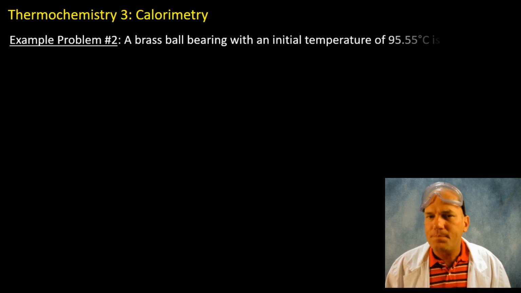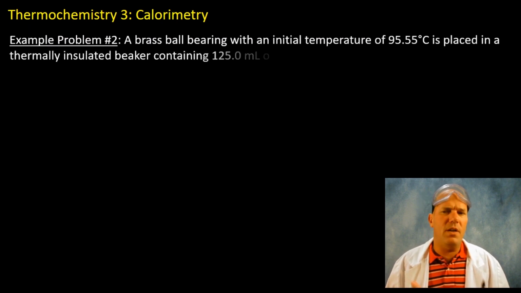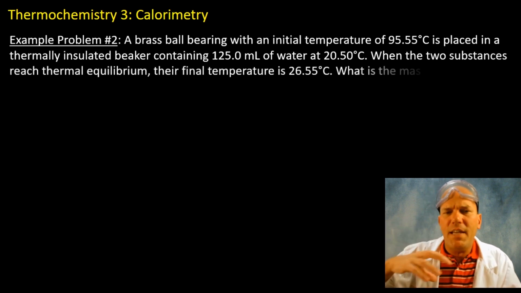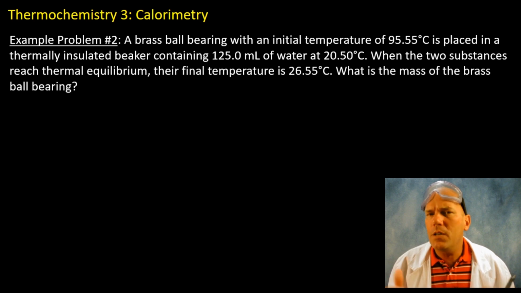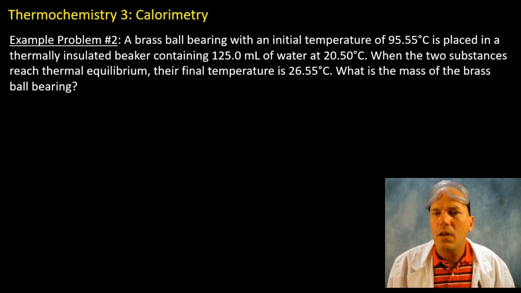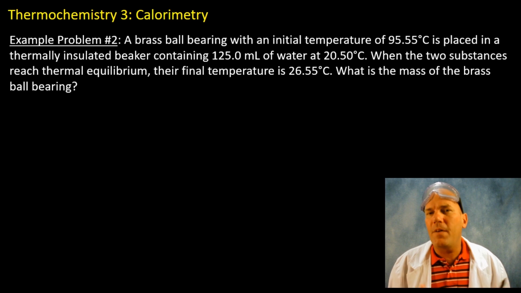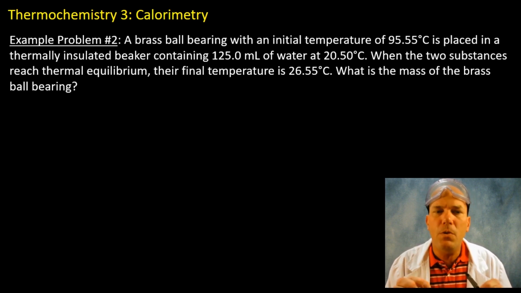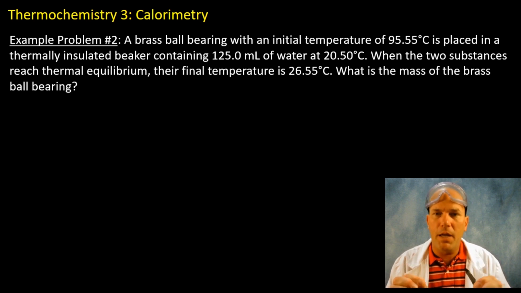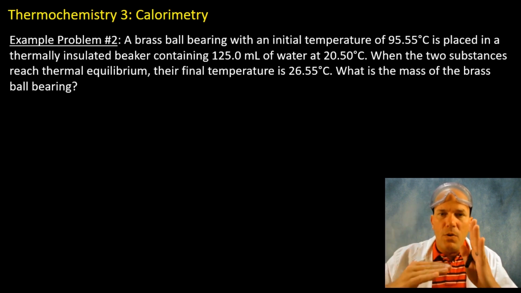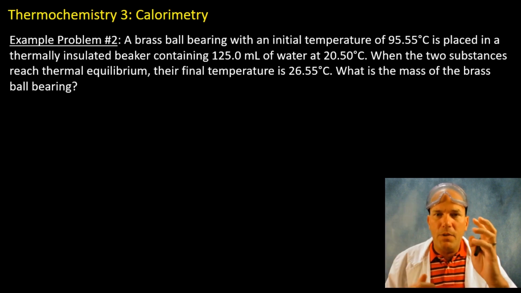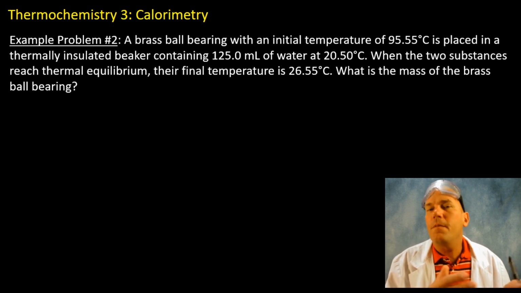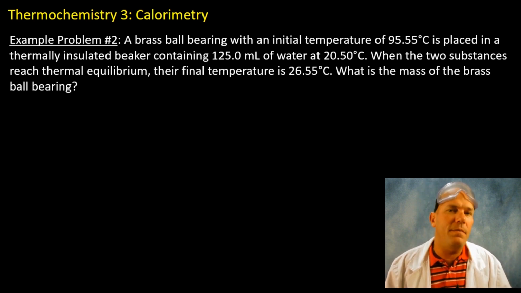A brass ball with an initial temperature of 95.55 degrees Celsius is placed into an insulated beaker containing 125 milliliters of water. And the water is at 20.50 degrees Celsius. When the two substances reach thermal equilibrium, okay, that's where the temperature no longer is fluctuating. That's where the temperature of the two objects or the system remains constant. Their final temperature is 26.55 degrees Celsius.